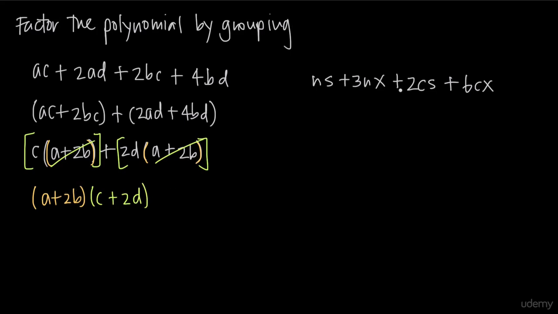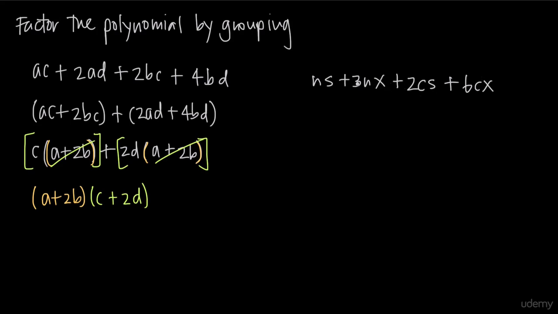Let's go ahead and look at a second example here. We have NS plus 3NX plus 2CS plus 6CX. In this case, we basically got four variables. We have N, S, C, and X. So we could group together the terms that have N, which would be these first two, and then we would have to group together the second two, which both have a C involved. Or we could group together the first and the third terms, which have an S in common, and the second and the fourth terms, which have an X in common.